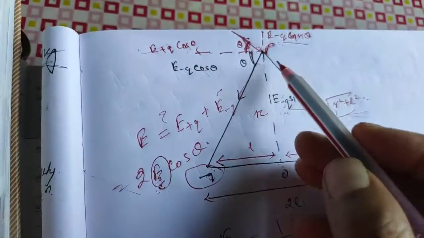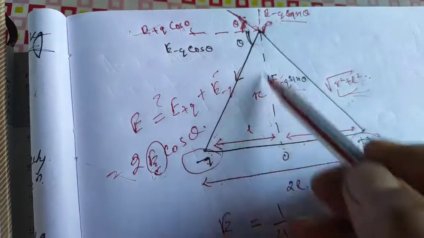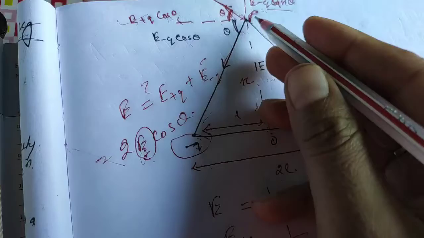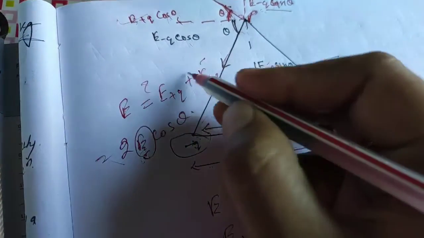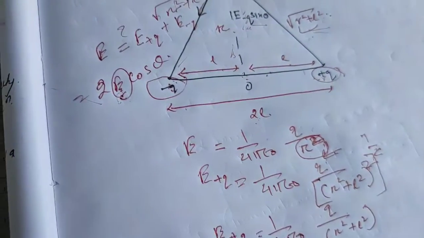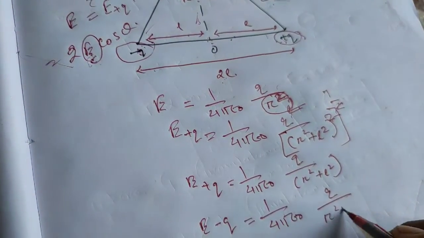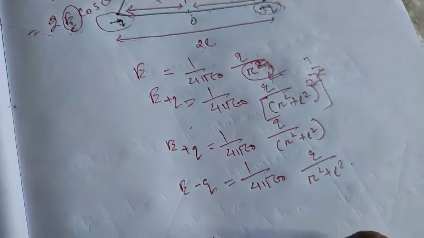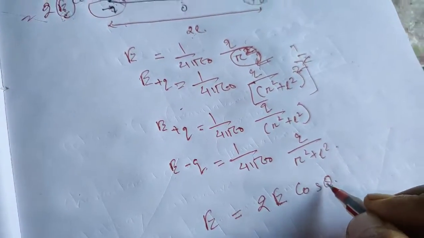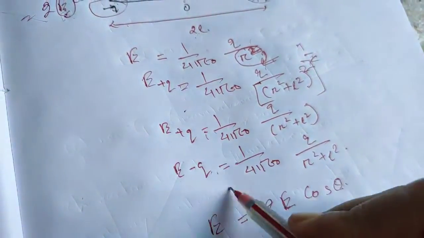You can consider any triangle. This triangle you can consider: you know this is r, this is l, as it is an equatorial line. So the distance from minus Q to P is also root over of r square plus l square. So this is Q by r square plus l square. Sum of both, E is equal to what? It is 2E cos theta. Why cos theta, my dear student? Because these two remain the same.